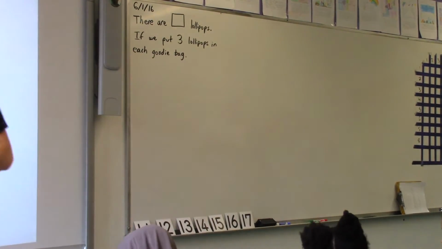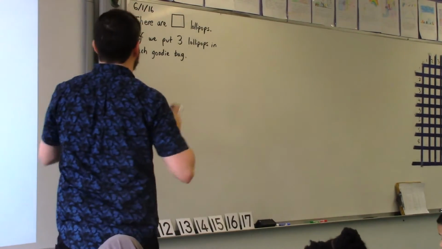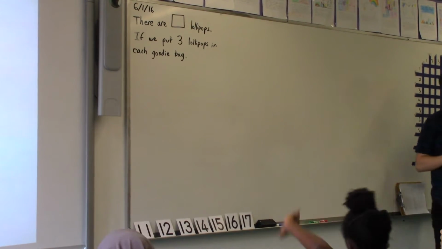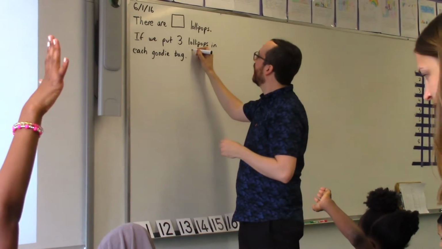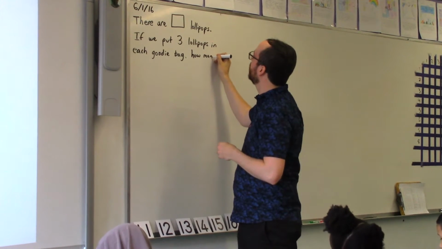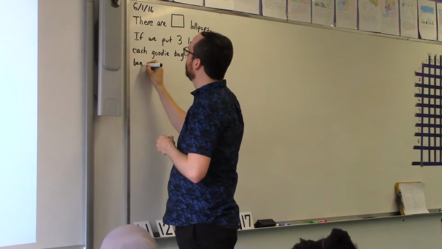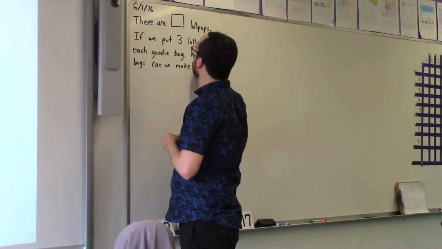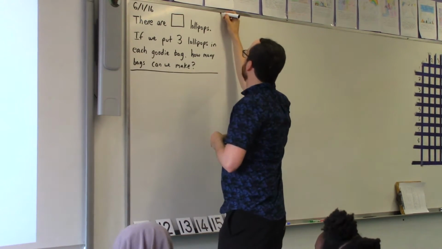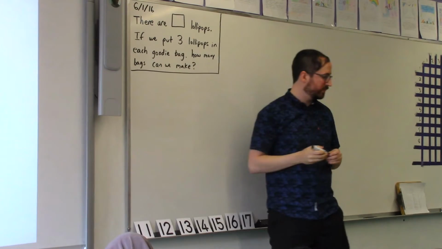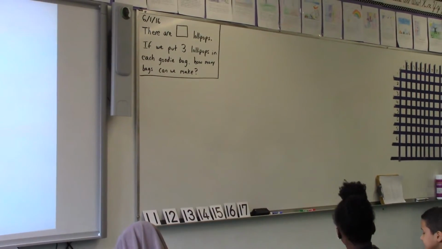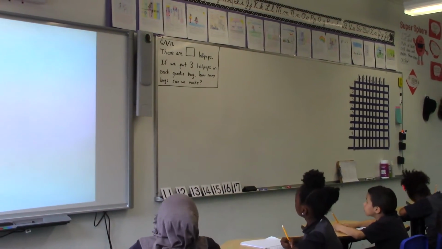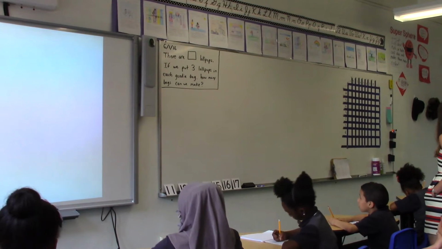If we put 3 lollipops in each goodie bag, do you have any idea what the question might be? How many bags can we make? Once you have that down, you can think about how many lollipops we have. It will be maybe 11, 12, 13, 14, 15, 16, 17.